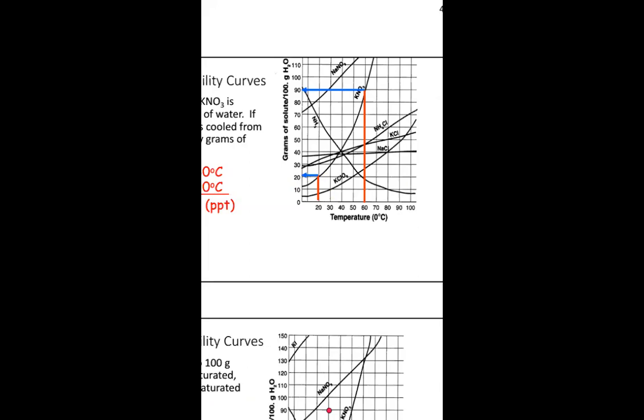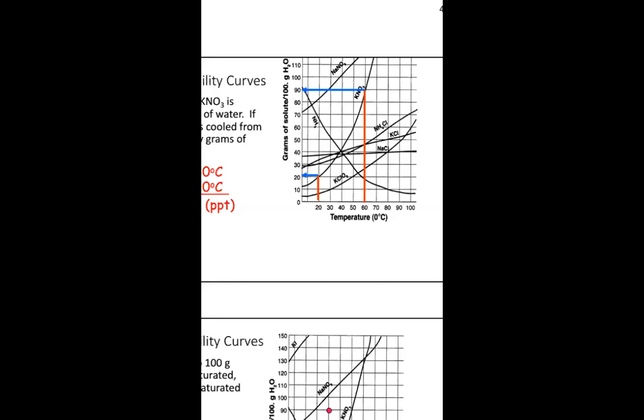Don't forget it's getting cooled from 60 to 20. So you now move to 20. You link 20 up to the point where it meets KNO3 and then you move to the y-axis. That gives you 20 grams. So at 60 degrees Celsius, you have 90 grams of KNO3, and at 20 degrees Celsius, you have 20 grams of KNO3. So what is the mass of precipitate formed during the cooling process?